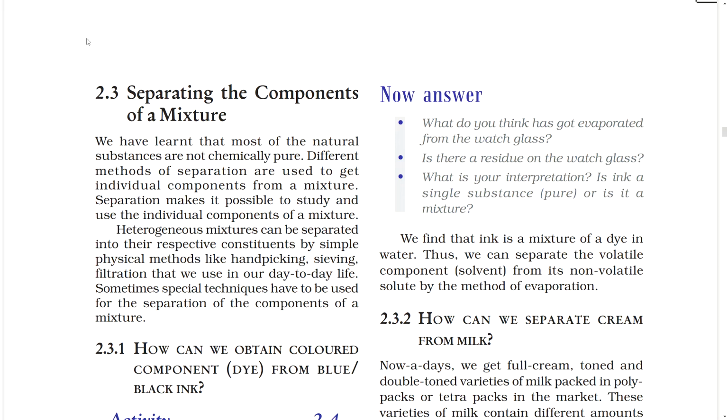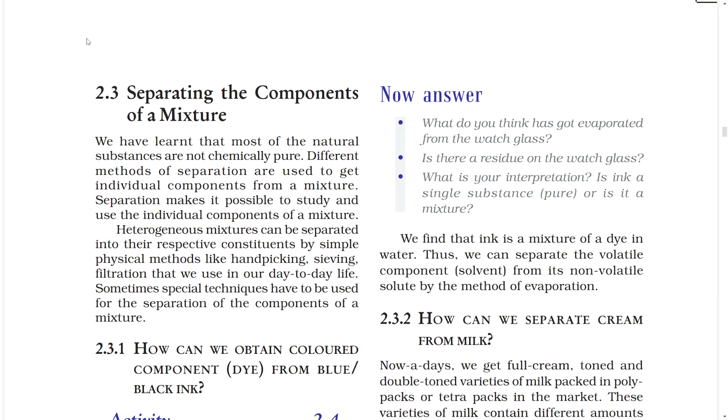2.3 Separating the components of a mixture. We have learned that most of the natural substances are not chemically pure. Different methods of separation are used to get individual components from a mixture. Separation makes it possible to study and use the individual components of a mixture.